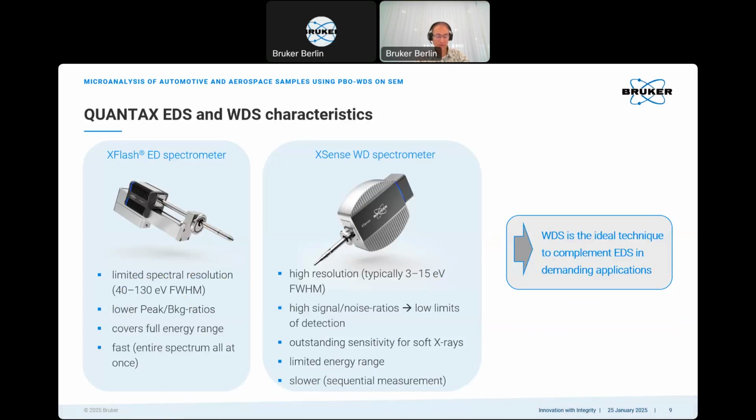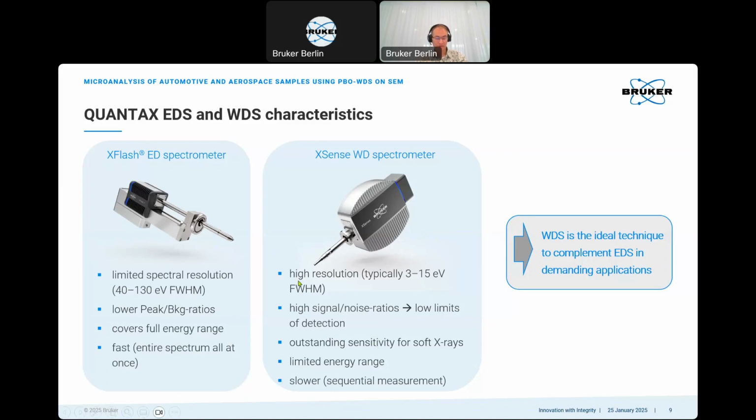Both detectors acquire the X-rays simultaneously, and the resulting data can be combined. Therefore, you can profit from the specific advantages of both systems. EDS is very fast. It allows simultaneous detection of all the energies present in the sample, and it can also operate at low beam current.